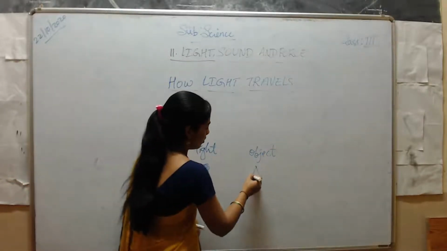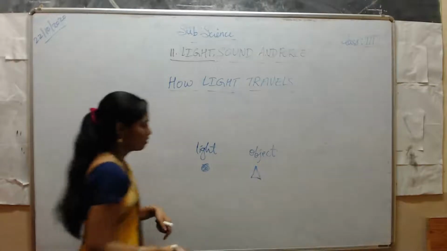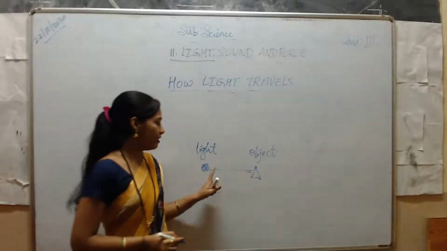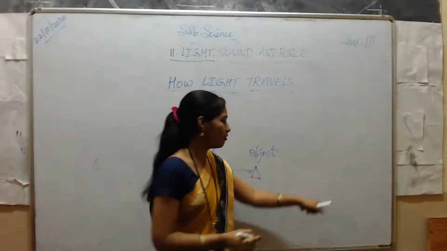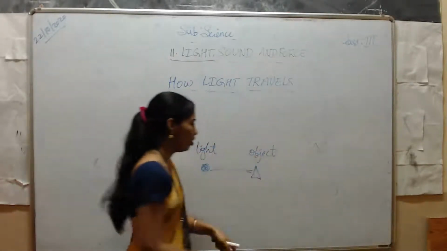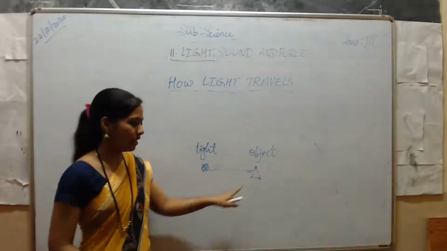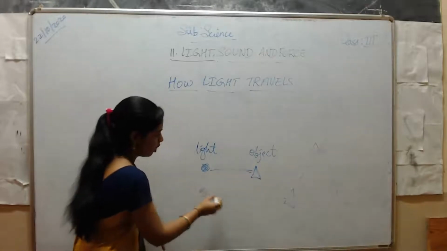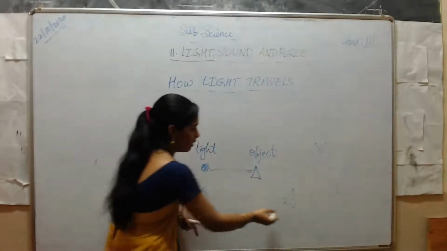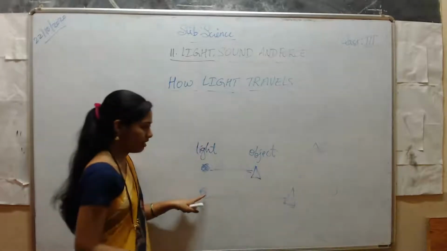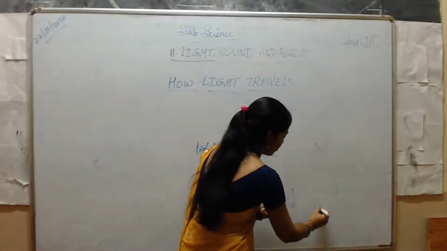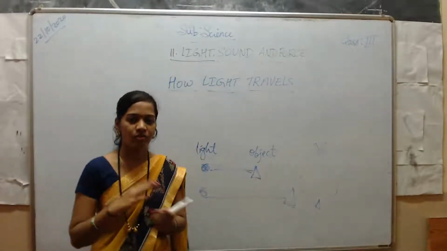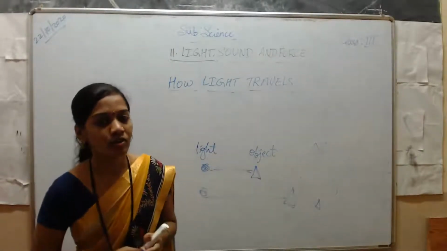So, for example, if the object is near to the light, then the shadow will be big. If the object is far away from the sun or the light, the shadow will be small. That's why the shadow differs. The different shadows we can see.